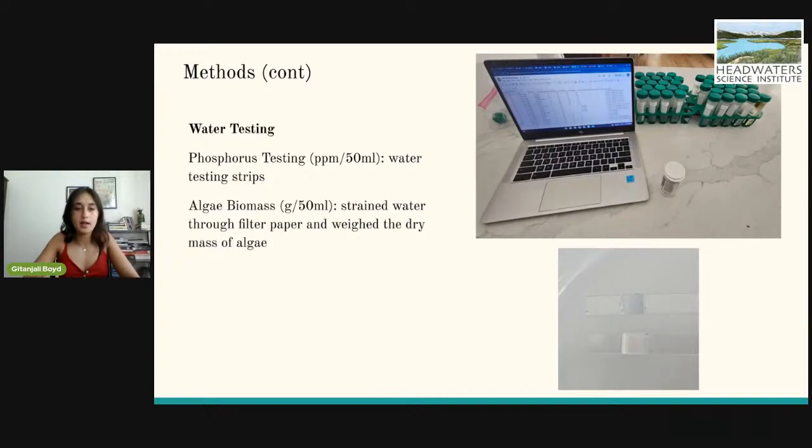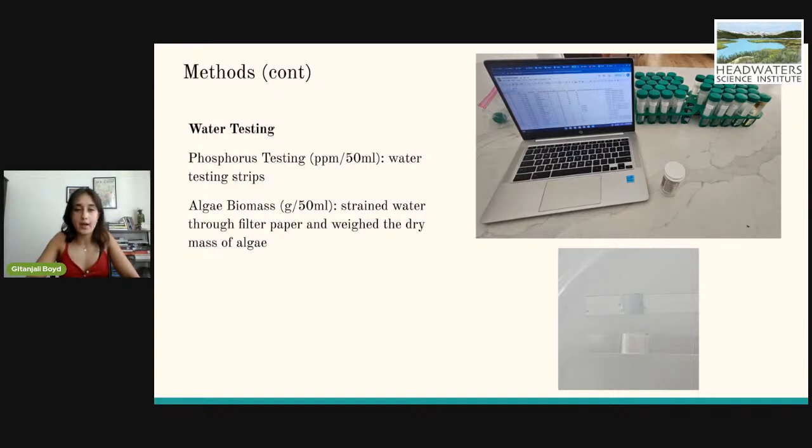As for water testing, I tested for phosphorus, which was measured in parts per million for every 50 milliliter sample. And I utilized water testing strips, and you can see in the image at the bottom right corner of the slide that this was on a blue scale, so shades and tints of blue, and then I could approximate how much phosphorus was in each sample.